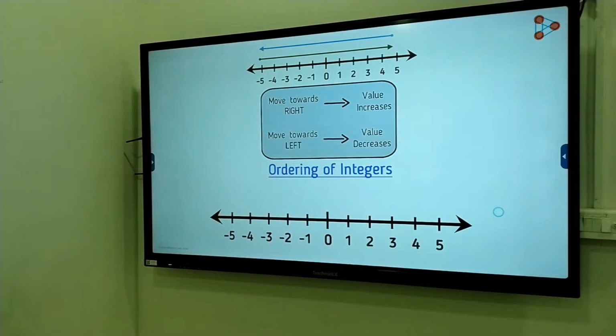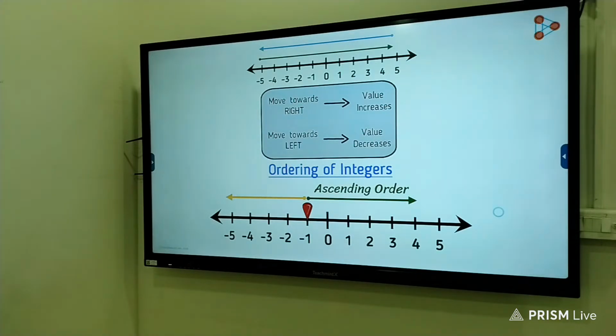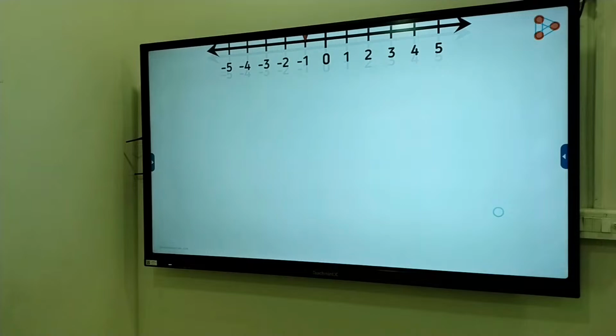Observe carefully. From any point on a number line, if we move towards the right, then we can see that the numbers are in ascending order. And as we move to the left from any given point, the numbers are in descending order. Let us understand this with an illustration.